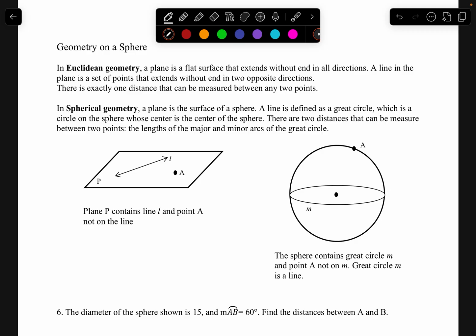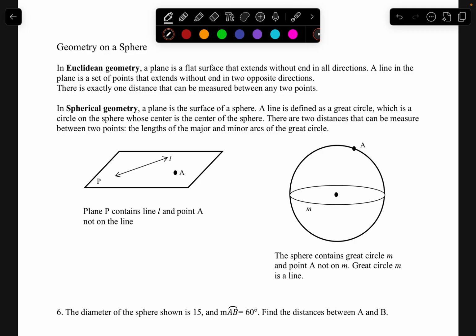In spherical geometry, a plane is the surface of a sphere. A line is defined as a great circle, which, if you are in social studies, you've actually talked about great circles, or you will be talking about great circles, which is a circle on the sphere whose center is the center of the sphere. There are 2 distances that can be measured between 2 points: the lengths of the major and minor arcs of the great circle.